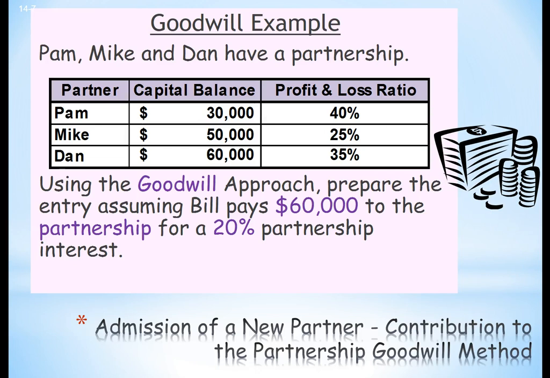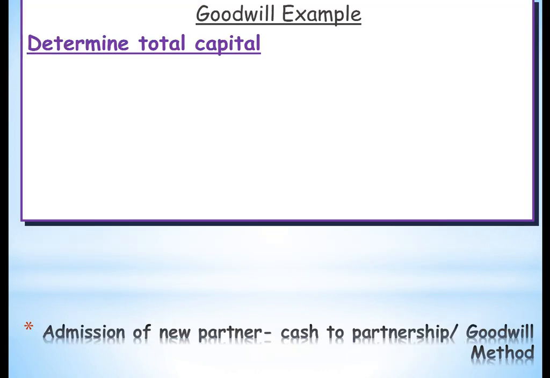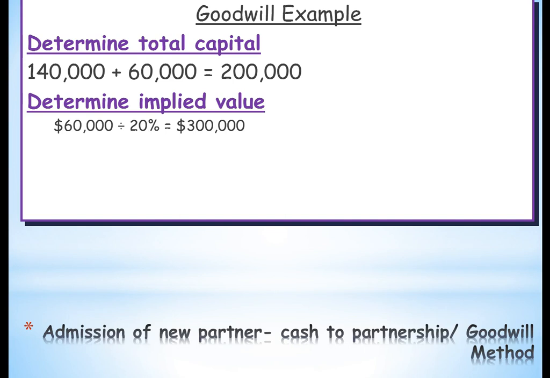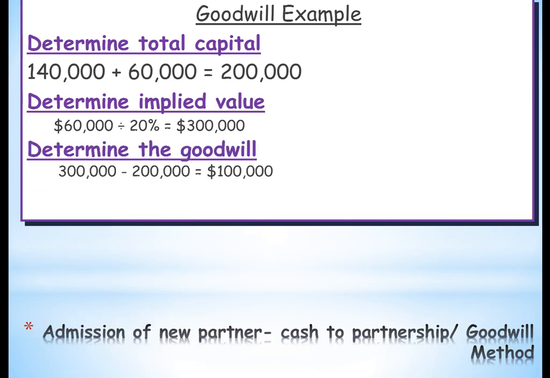Now, what happens if the Goodwill method is used for Pam, Mike, and Dan? In this case, Bill is contributing $60,000 to the partnership for a 20% interest. First, you want to determine the total capital again, which will include the $60,000 in cash. Now we're going to determine the implied value, which we're going to take the $60,000 Bill is giving divided by his percentage ownership, which means there's implied value of $300,000. We're going to subtract these two, which tells us there's going to be goodwill of $100,000.